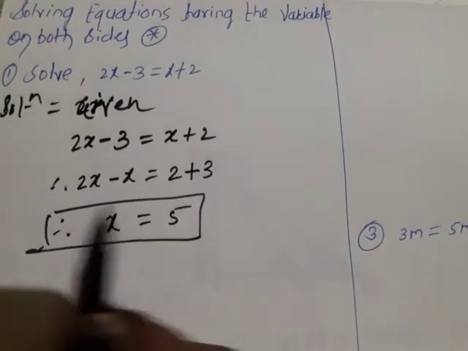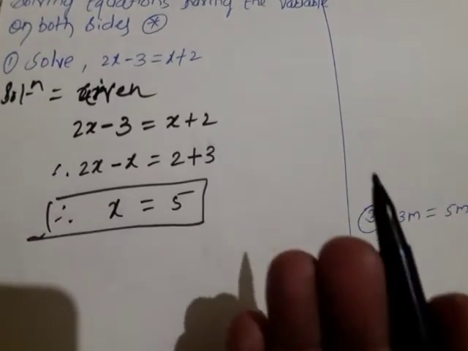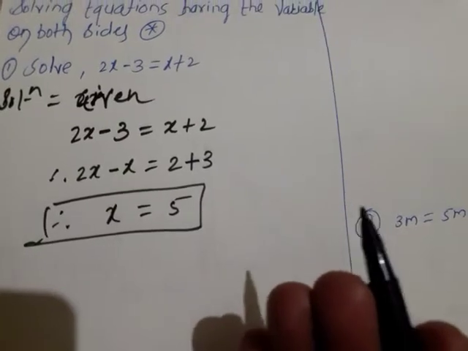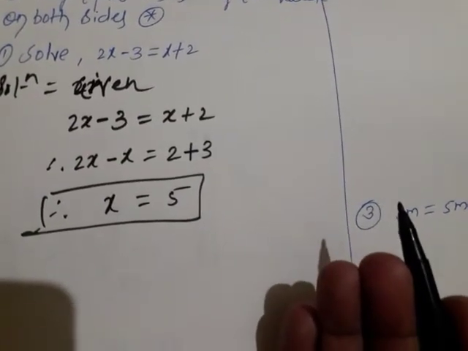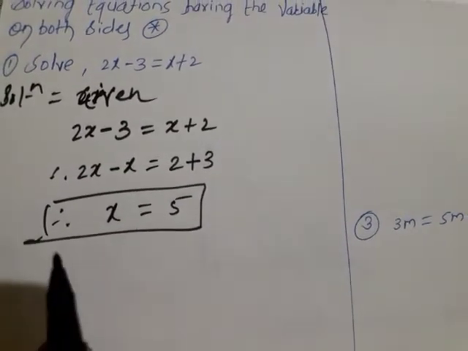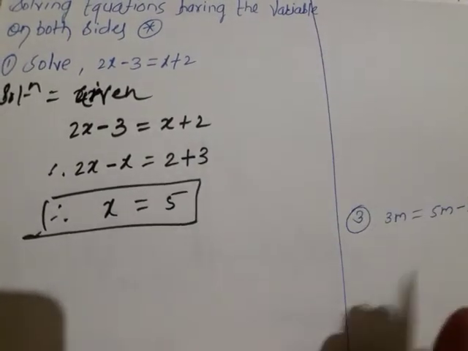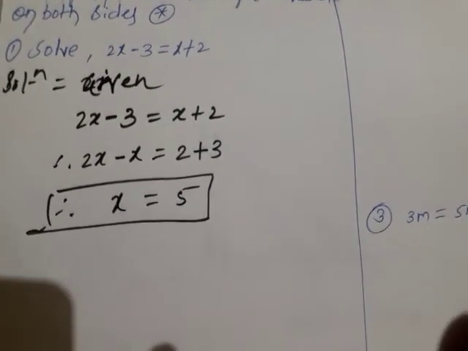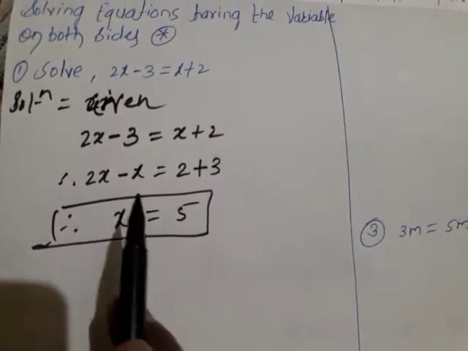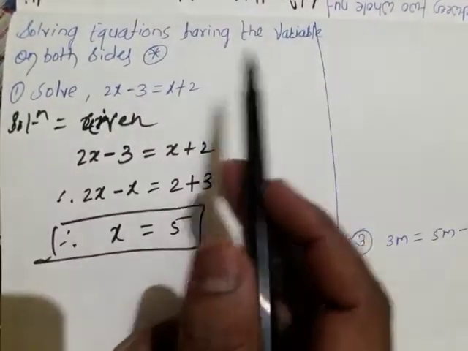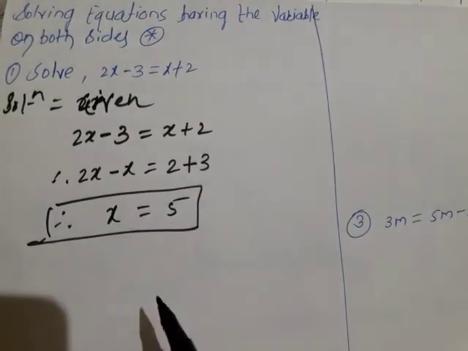This is so simple. Got idea? Means we have to equate the variables. We have to equate the variables on one side, and remaining constant numbers are there. Those we have to transfer to the another side. We will get the answer. That is the solving of the equations having the variable on both sides. This is first example. One again example I will show you here.